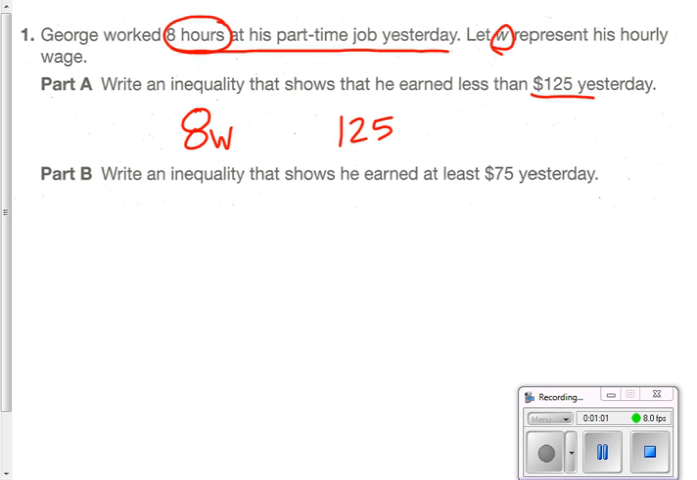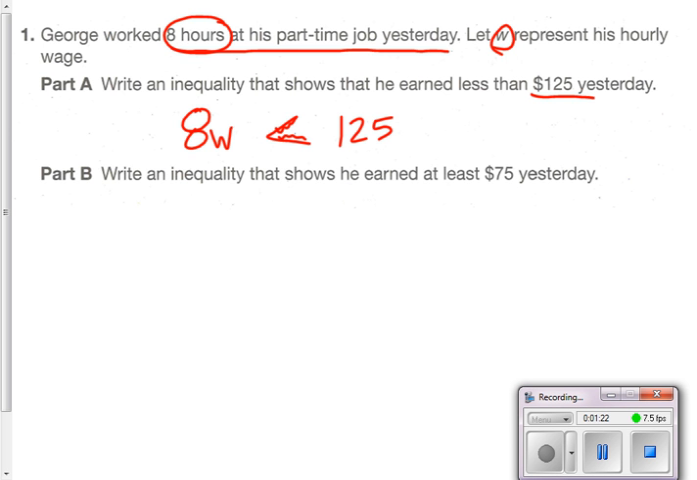Then it says write an inequality that shows that he earned less than $125. So 125 would be greater than. 125 being greater than, the alligator mouth is eating the bigger number, and it would say 8W is less than 125.